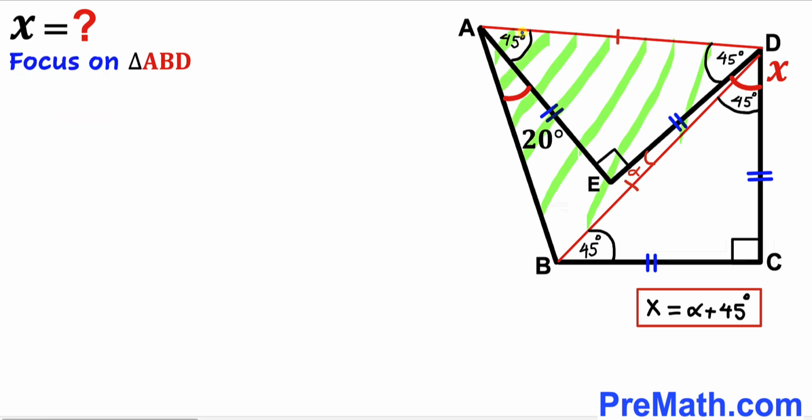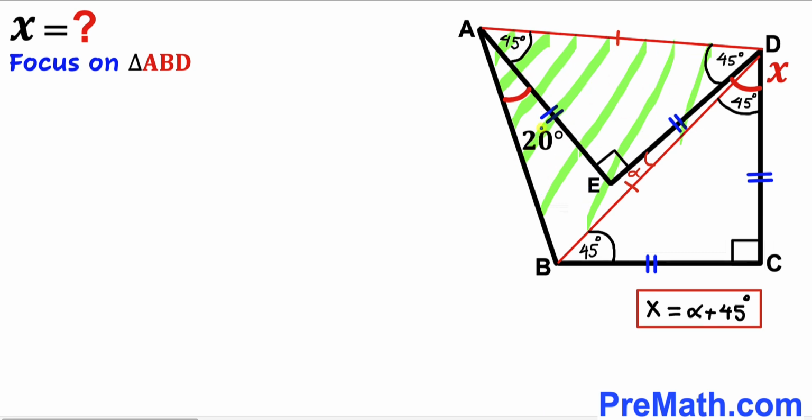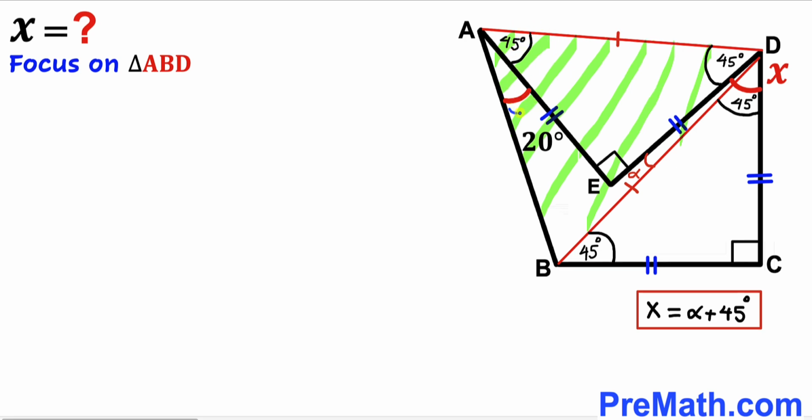And now let's focus on this big triangle ABD, as you can see. And let's make an observation. We know this angle is 45 degrees, and this angle is 20 degrees. So therefore this total angle BAD is going to be equal to 20 degrees plus 45 degrees, and that is going to give us 65 degrees.